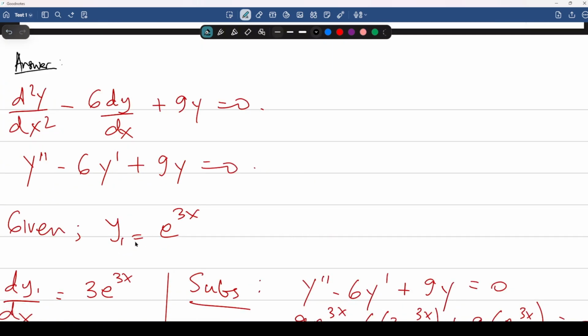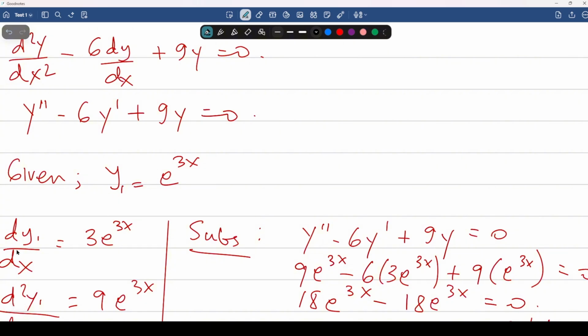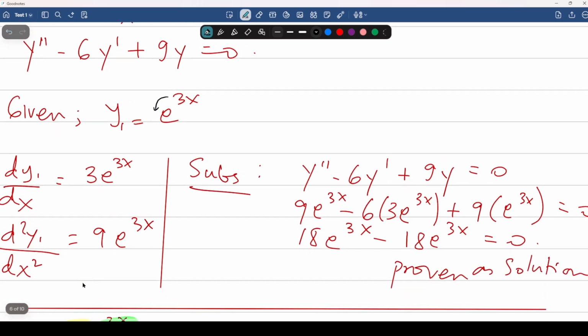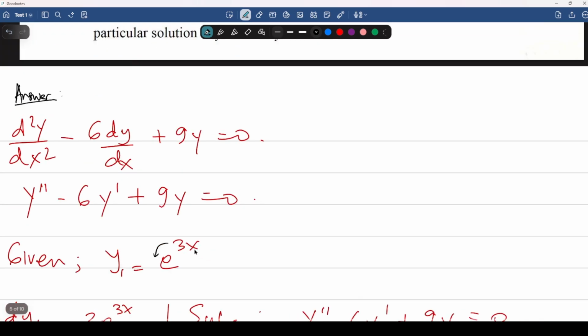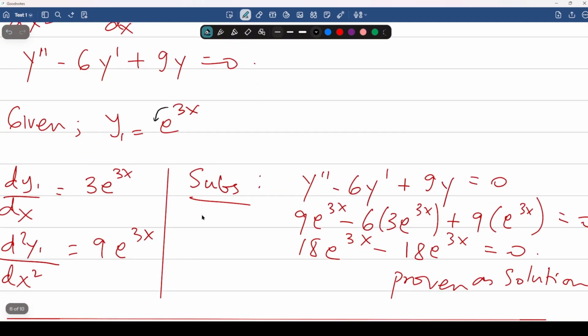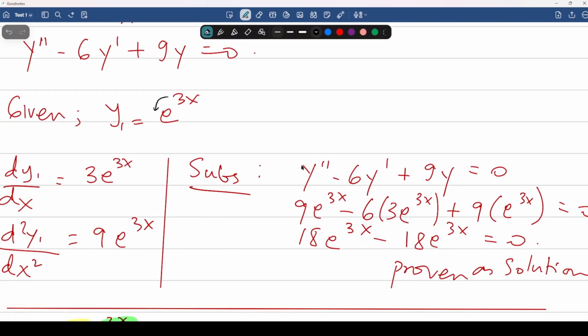And then we are given the first function y, we call that y1. y1 equals e to the power of 3x, and as I said, we take the derivative of this. The first derivative will become 3e to the power of 3x, and the second derivative will be 9e to the power of 3x, since 3 times 3 becomes 9. We leave that for now, because the question only has a second derivative, not a higher order.